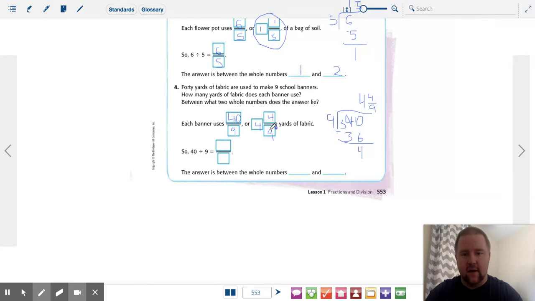All right. And then right here we said 40 divided by 9 equals 40 over 9, because all fractions are actually also division problems. And then it says the answer is between the whole numbers blank and blank. You have to remember, here is 4 and 4/9. That means we have 4 and some more. So it's going to fall between 4 and the next whole number, which is 5.